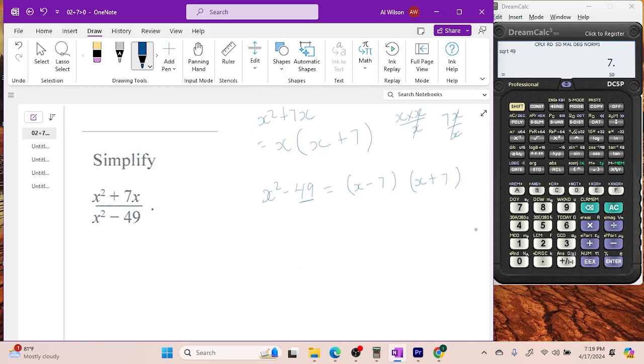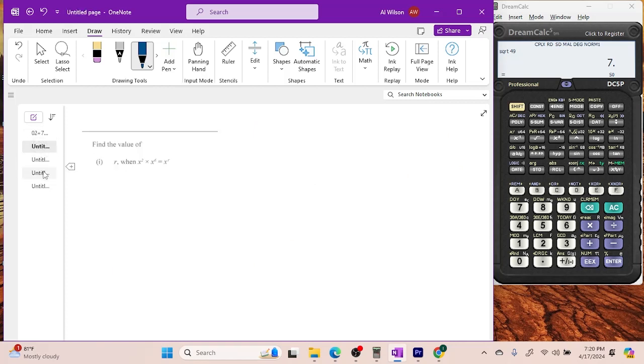When you put all of this together, for our numerator we have x, open bracket, x plus 7. For the bottom we have x minus 7 and x plus 7. If we have any brackets in the top that are also in the bottom, we can cancel them out. So x plus 7 cancels x plus 7, which leaves us with the answer x over x minus 7. You don't need to put the bracket back again; you can just write it as is. So that's the first one.